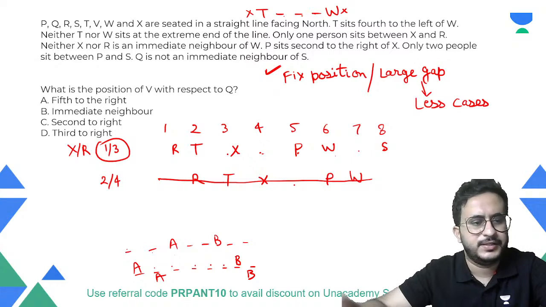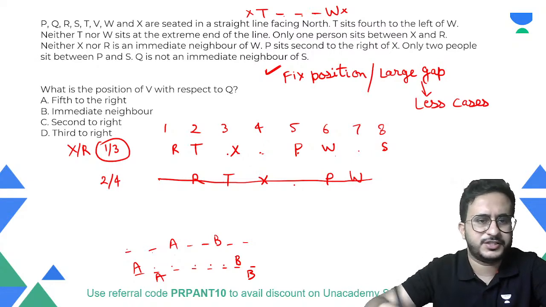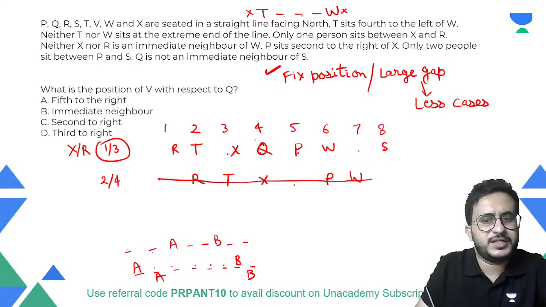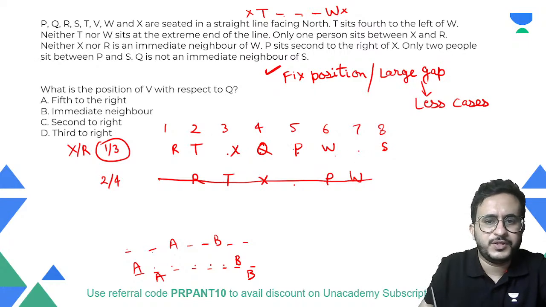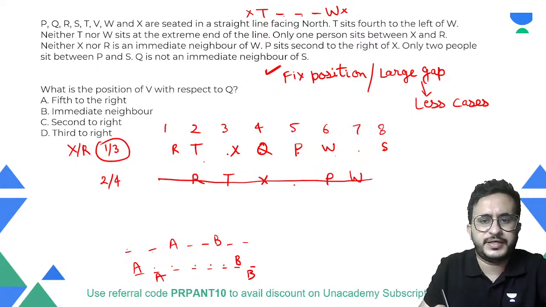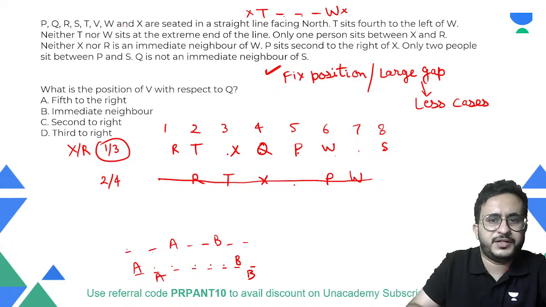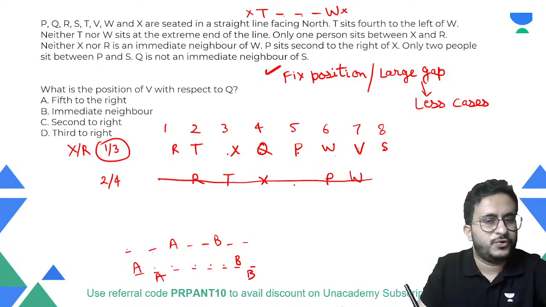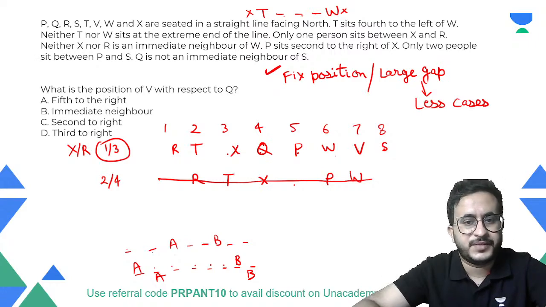That leads us to the final arrangement, right? Now the next thing given to us is that Q is not an immediate neighbor of S. So Q cannot come here, Q will come here. So Q comes here, then we are left with just one person. So P, Q, R, S, T. Then we have W and X. P, Q, R, S, T. V is left. So 7 will be V. Okay, so this is the arrangement that we will get.